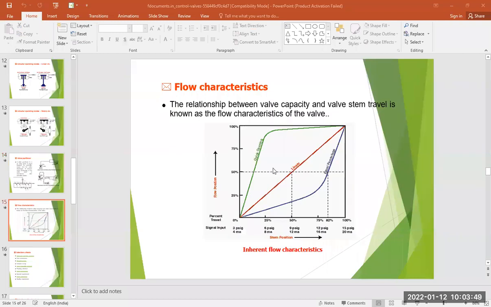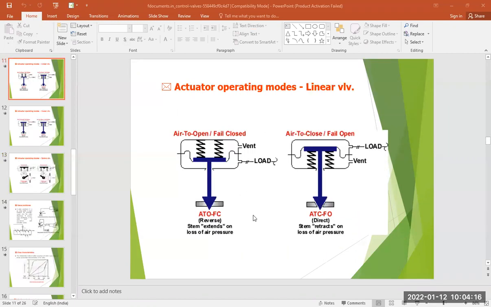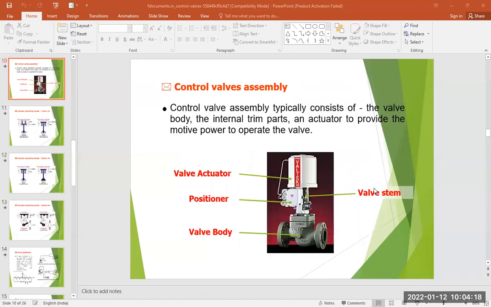Next, this is a graphical representation of the flow characteristics. The relationship between the valve capacity and the valve stem travel is known as the flow characteristics of the valve. We have discussed it in a previous slide also. There are four important components: the actuator system, the positioner system, the valve body, and the valve stem.